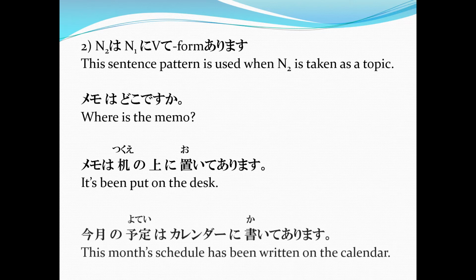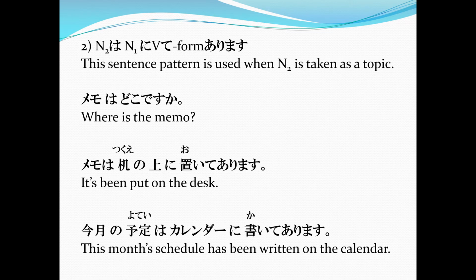And another one. Kongetsu no yotei wa kalendar ni kaite arimasu. Again, kongetsu no yotei wa kalendar ni kaite arimasu. Or this month's schedule has been written on the calendar.